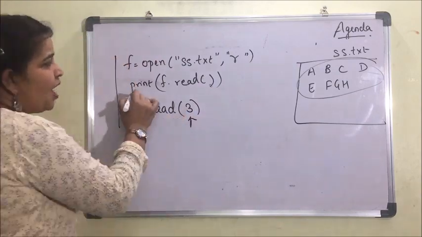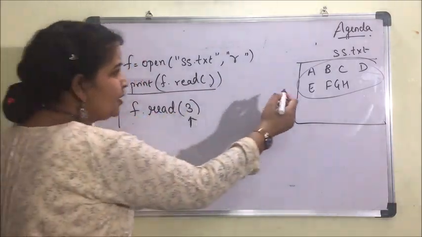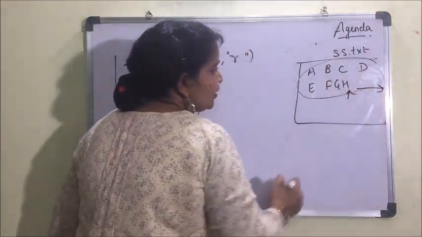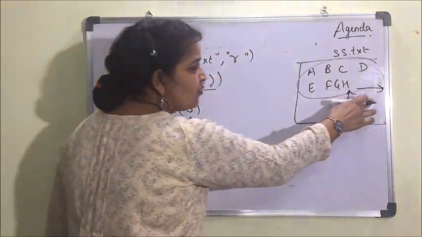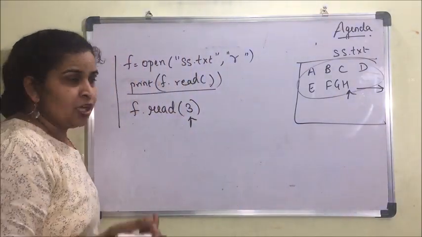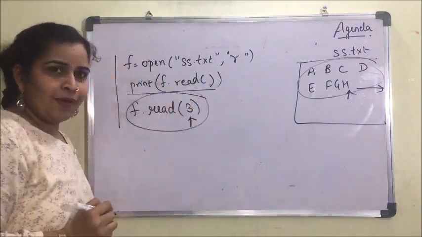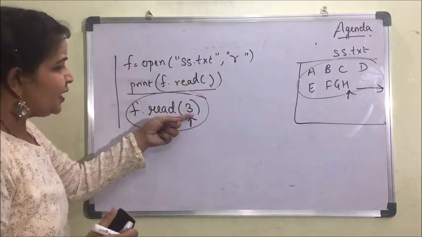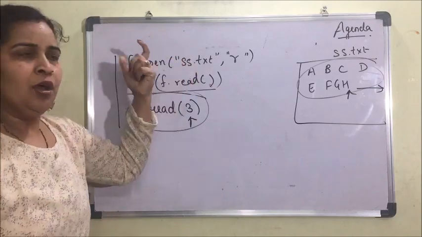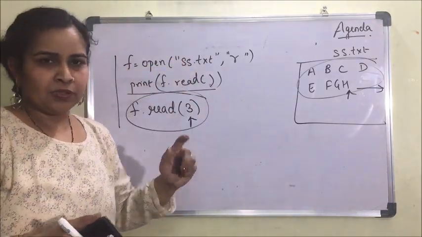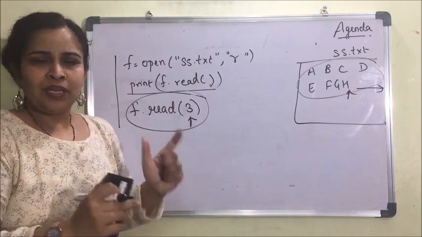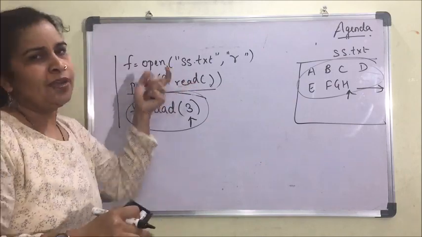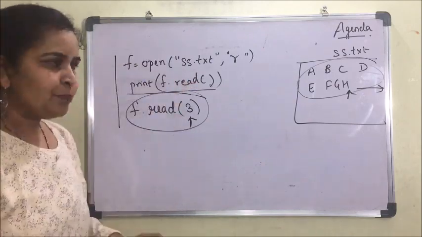But in this case, after executing this command, the pointer will come here. Now it has to start reading from this side. So for 3 characters, it will not find any characters and nothing will be printed. So this is the common mistake which is done by the students, that after using this read, they try to read something else. But in that case, you have to close the file and open it again, or you have to use the seek command, which I'll tell afterwards. So take care that if you have used this and again you want to read it, close the file and open it again to read from the beginning.